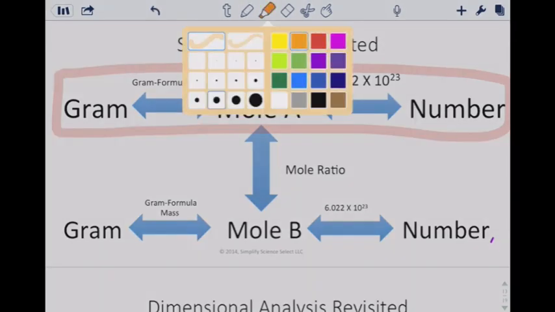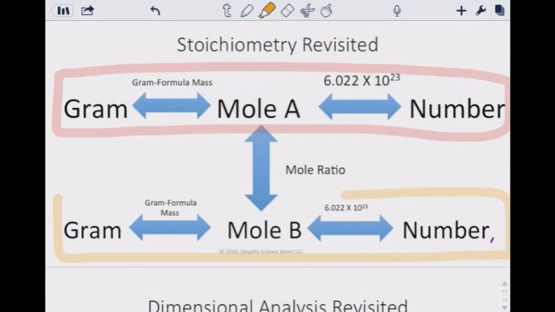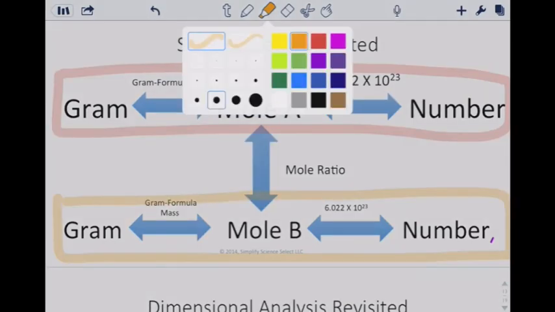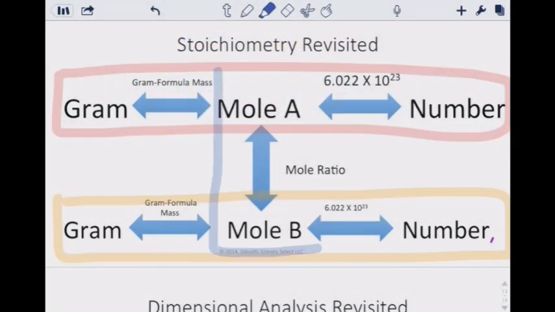And it's the same thing for down here. And then the new part that we're adding in is just the mole ratio. So that's all we're adding to this. And so we can use this to go from moles to grams to everything.